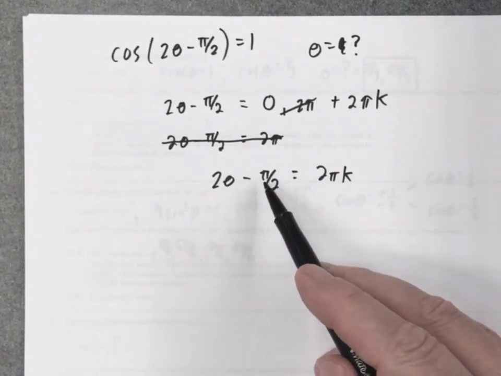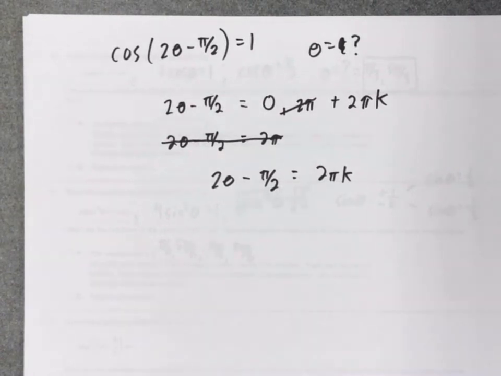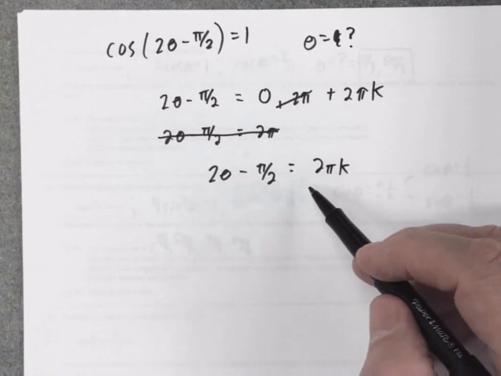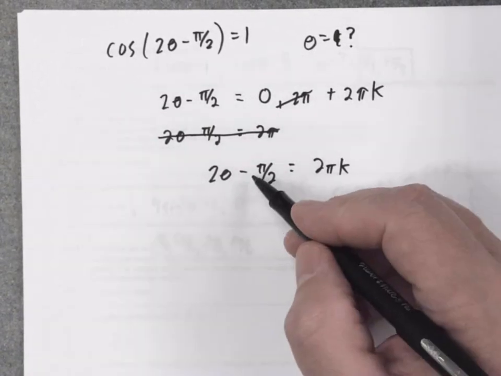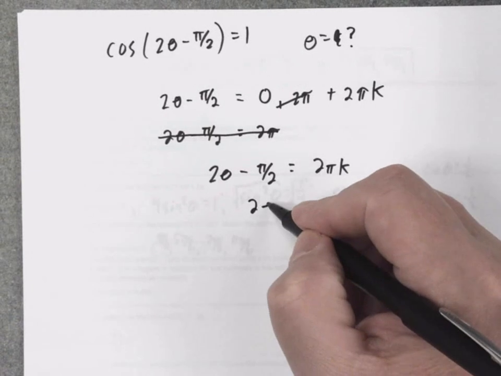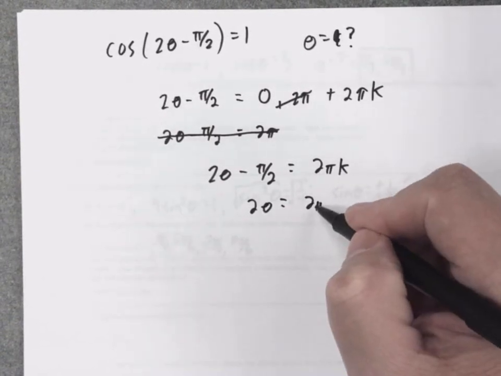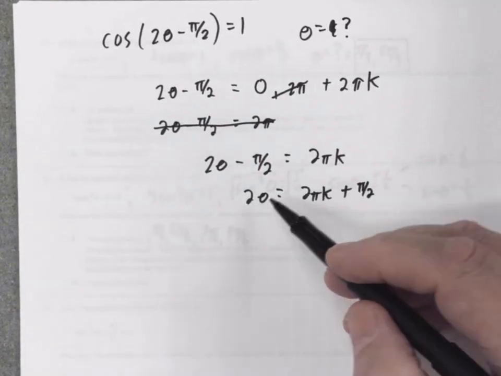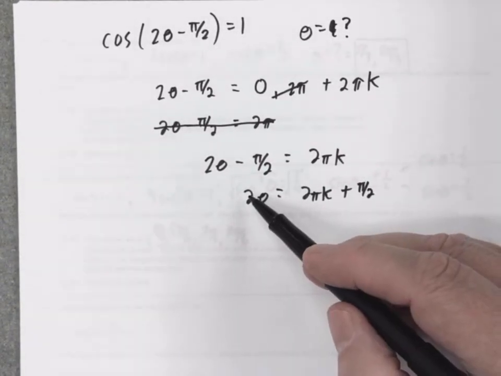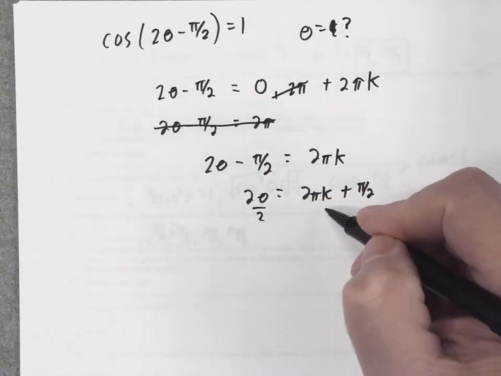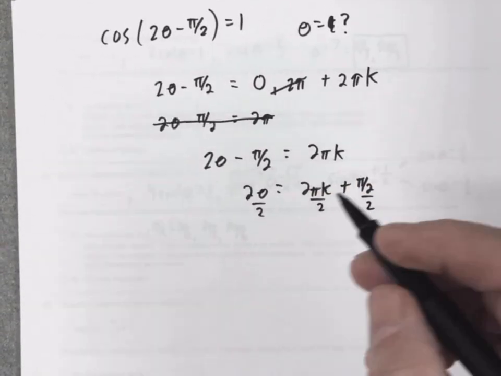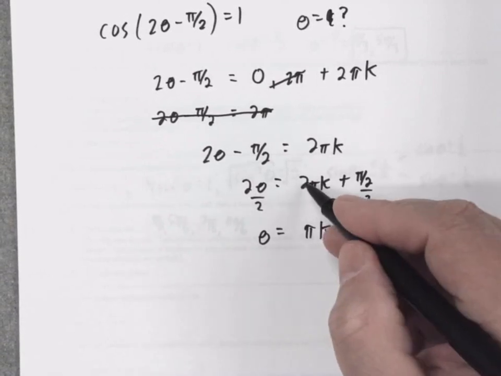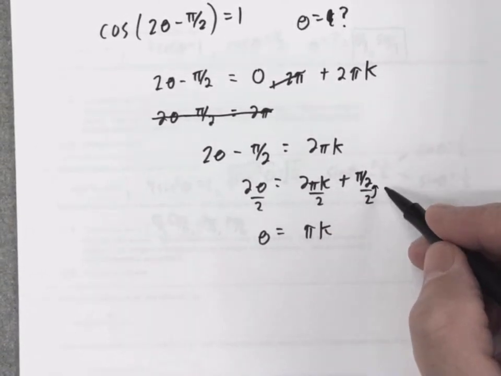Two theta minus pi over 2 equals 2 pi k. I need to now solve this equation for theta, get theta by itself. First thing I'll do is add pi over 2 to both sides. I need to get rid of this 2 or move it to the side, divide both sides by 2. So everything on both sides gets divided by 2. And you end up with pi k, these 2's cancel. This 2 goes up here.